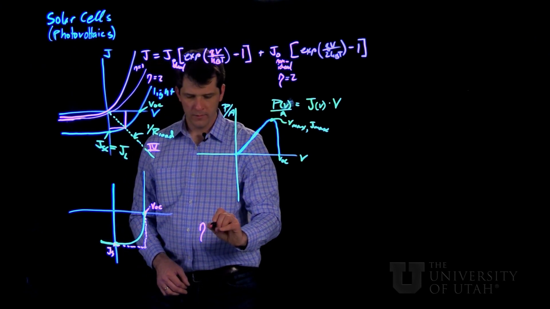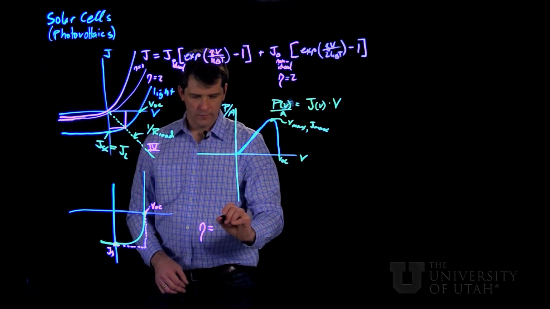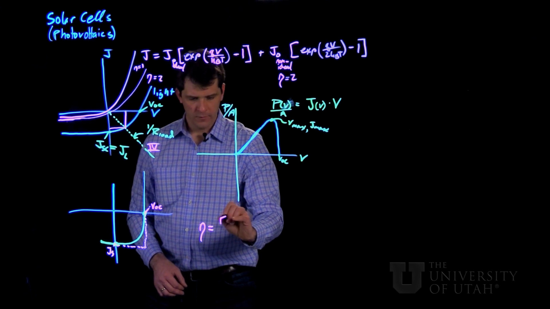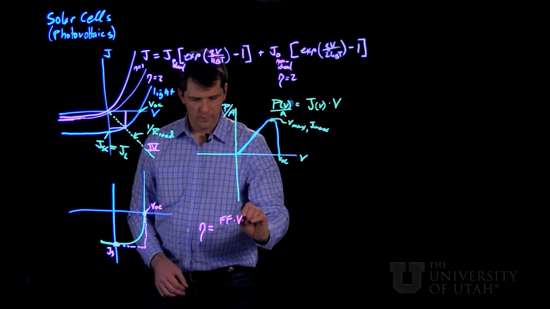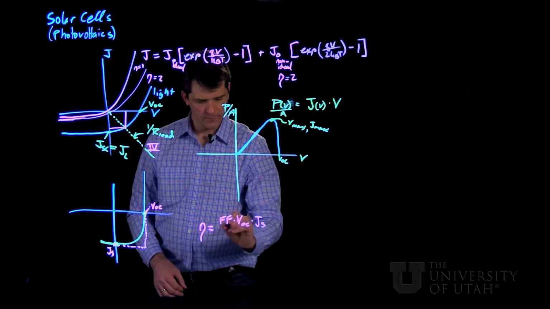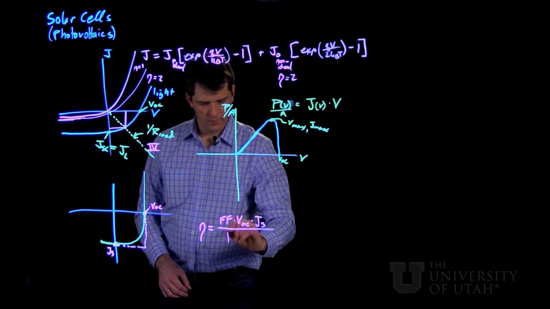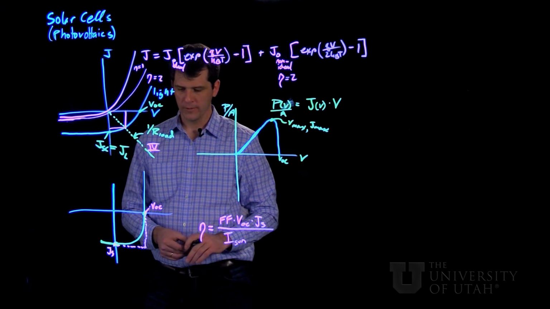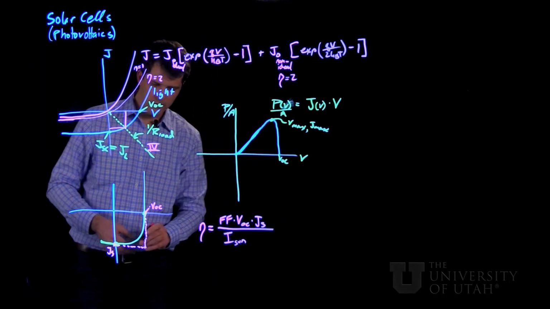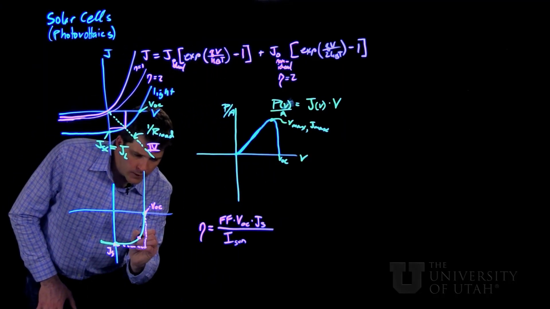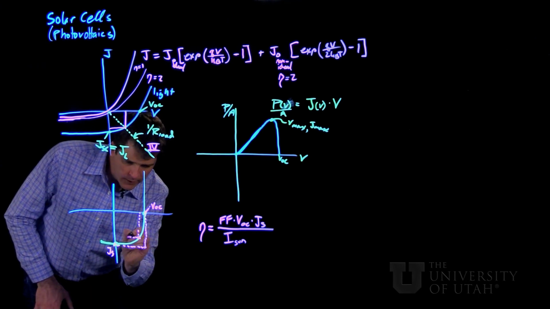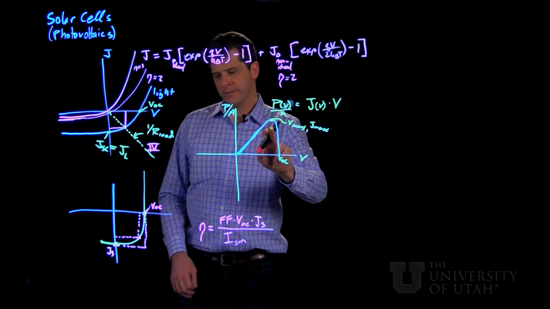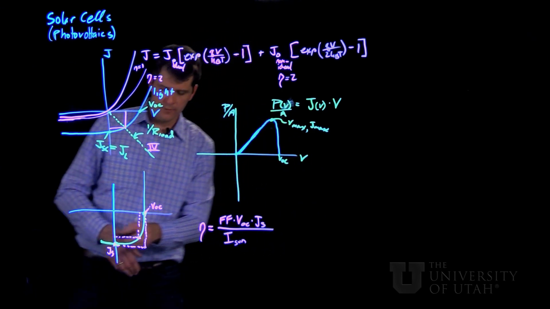So we can define the power efficiency as three factors multiplied together. So we define a fill factor times VOC times JSC, and then we divide it by the power coming in from the sun or whatever other light source is operating. So this fill factor then is given by the rectangle defined by that maximum operating point that we just defined here. So it's essentially a measure of how square the JV curve is.